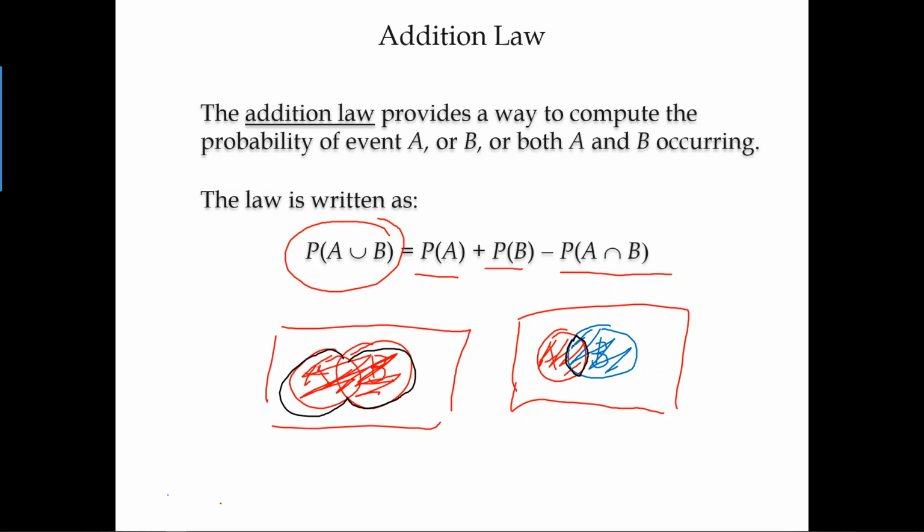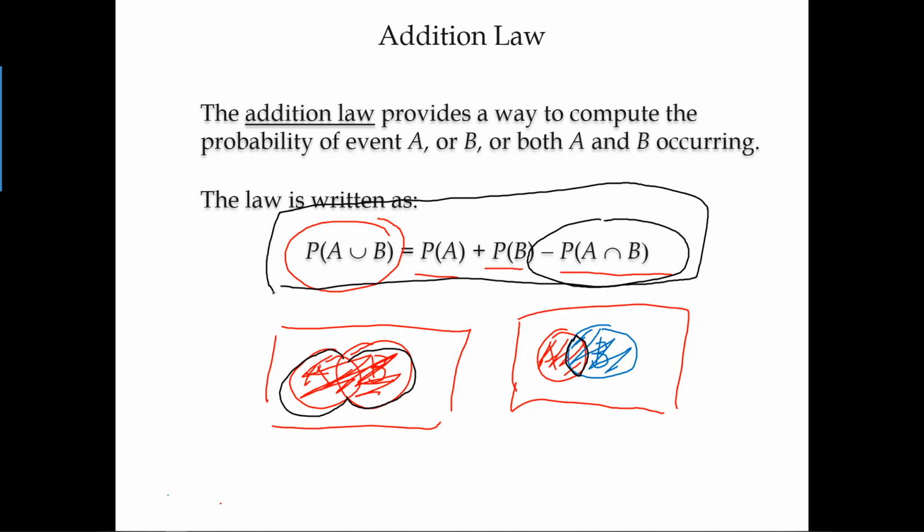Therefore, since we added it twice, we need to make sure we reduce it once. So we have A plus B, and then we're going to minus this common area once, because when you add A to B, this common area is added twice. So that's why we need to minus. So this is called the addition law. Now we're going to use the Bradley investment case to prove the correctness of this law.